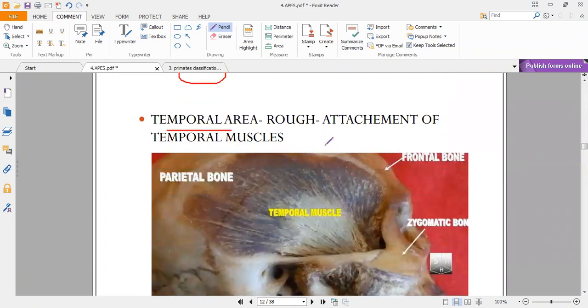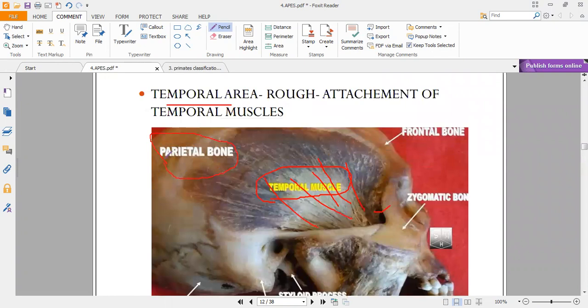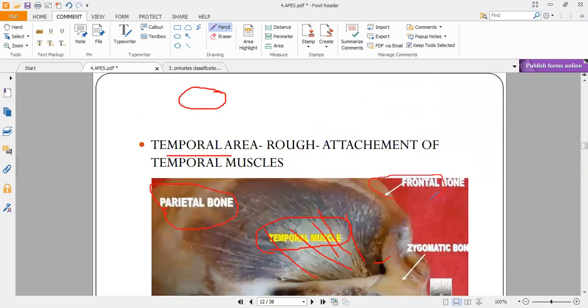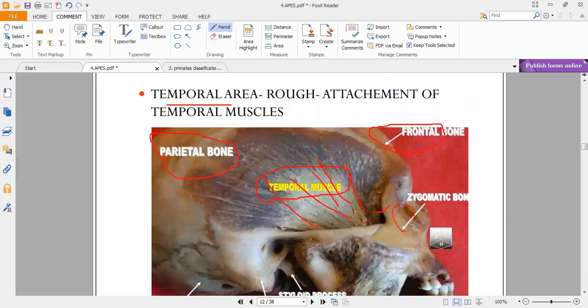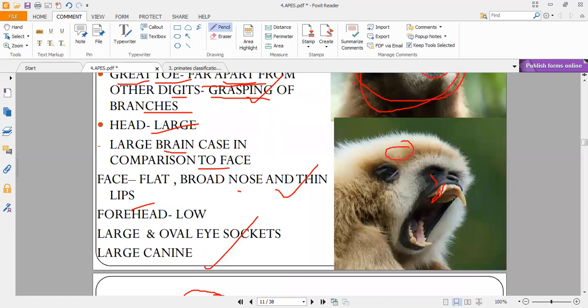If you talk about the temporal area, this is the temporal area. I have shown the skull of a human being only, just to show the temporal area. The muscles attached here are known as temporal muscles. This is the parietal bone, this is the frontal bone, and the zygomatic bone. We'll be talking about this part later. Don't worry if you are not getting the bone part. In this part the temporal muscles are attached, and here also in the gibbon.